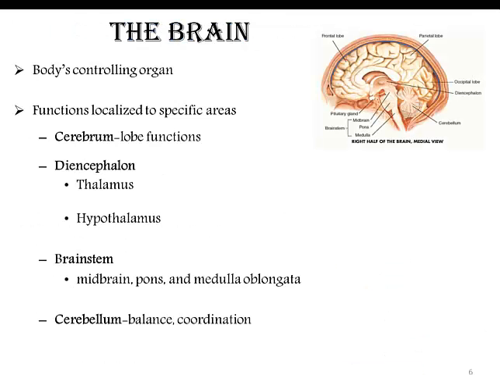The brain. The brain is the body's controlling organ. It's responsible for organizing functions of other body organ systems. Its functions are localized to specific areas. For example, the cerebrum includes all lobe functions.